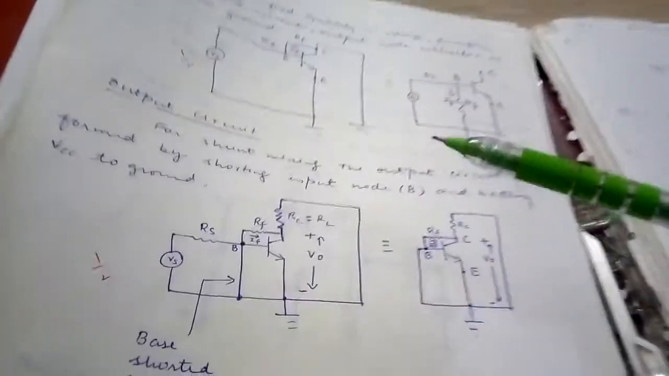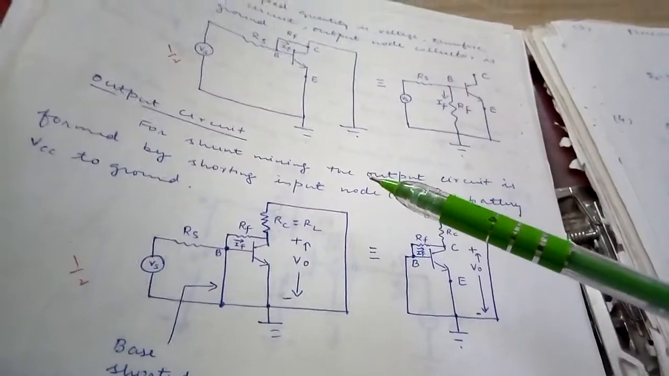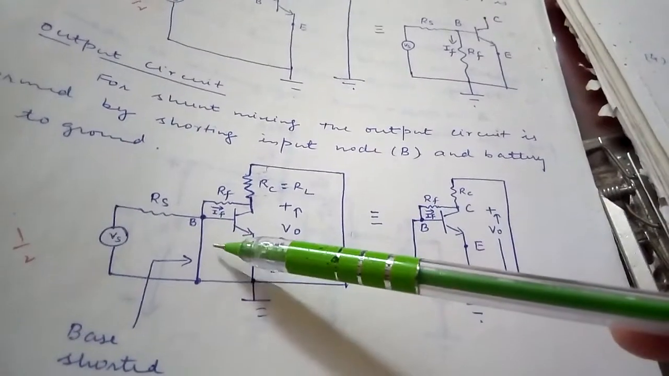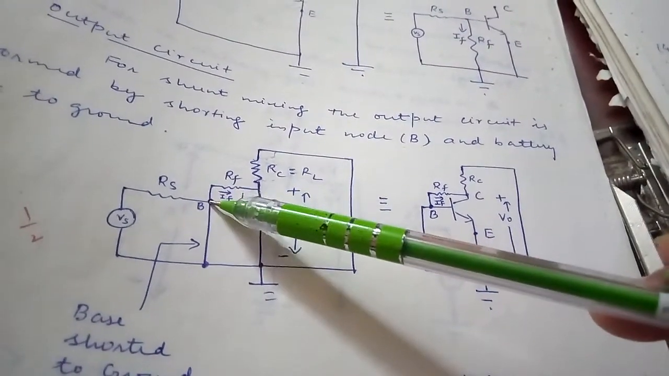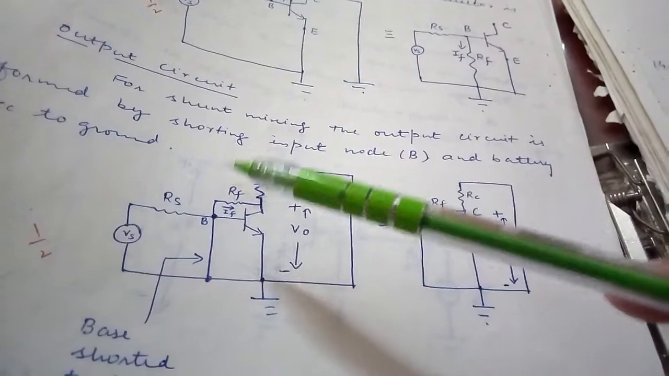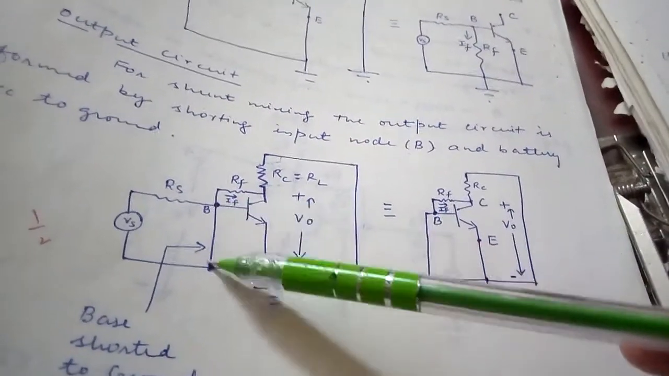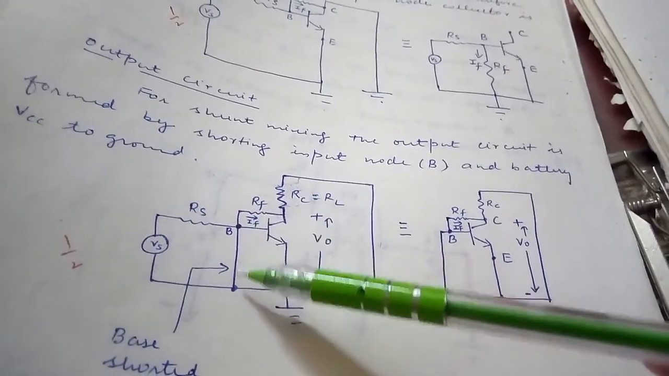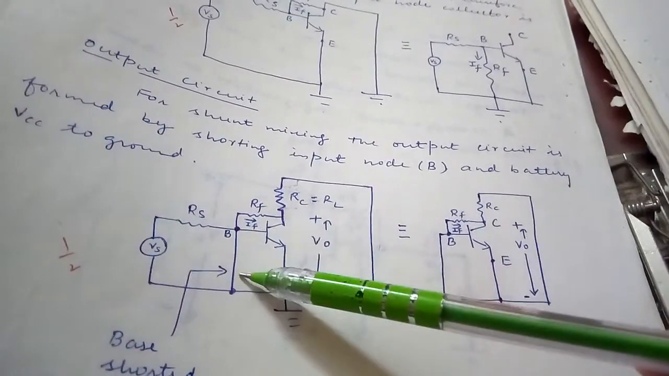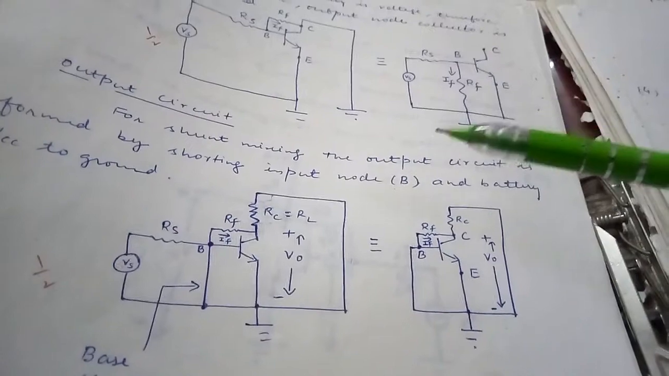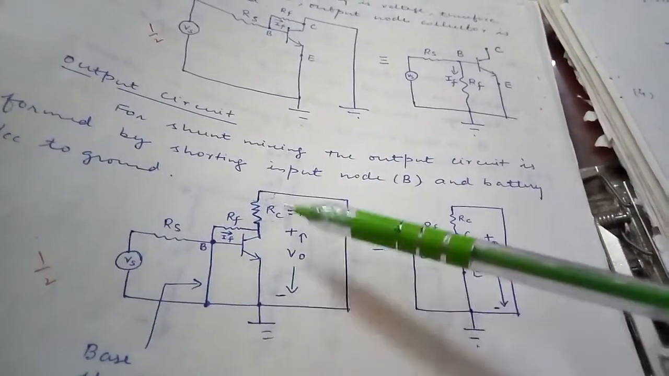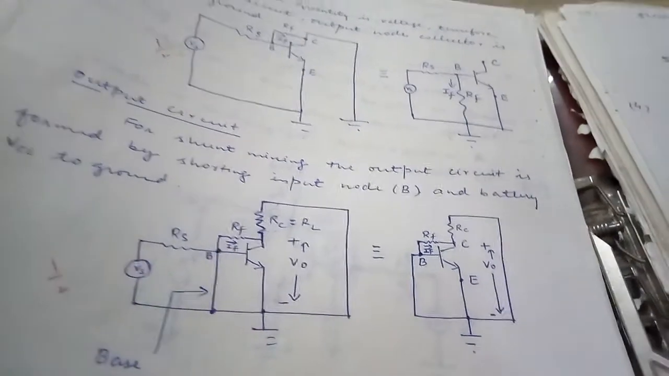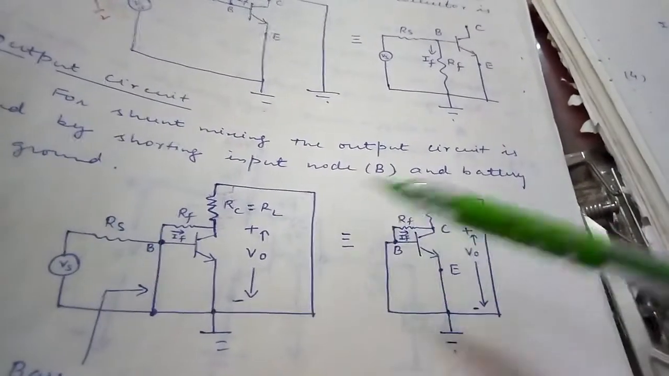Now we have to draw the output circuit. For drawing the output circuit, we have to modify the input circuit. In case of series mixing, we have to open the input loop. In case of shunt mixing, we have to short the input node. Here the mixing is of shunt type, so we have to short the input node. By shorting the input node, your output circuit will become like this. Means your complete circuit will become like this. Okay, this can be redrawn like this.